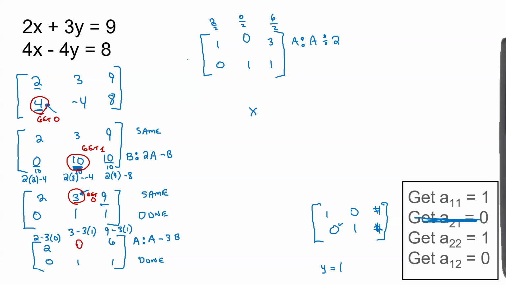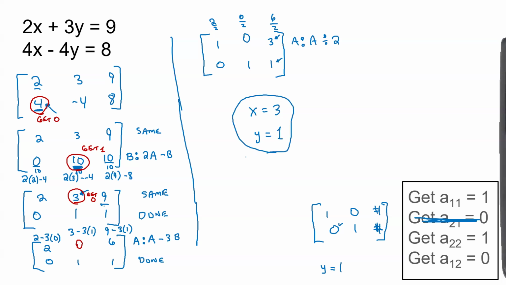I've got my solution where x equals the top number right here, 3, and y equals the bottom number in the last column, a 1 right there. That is my solution. Remember when you're solving these equations, you can always plug them back in and they should work, right?